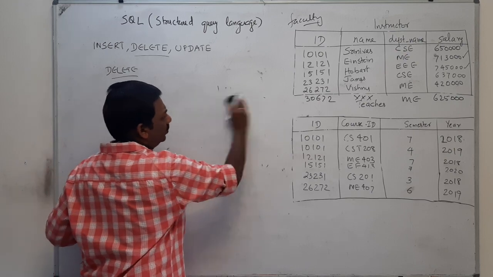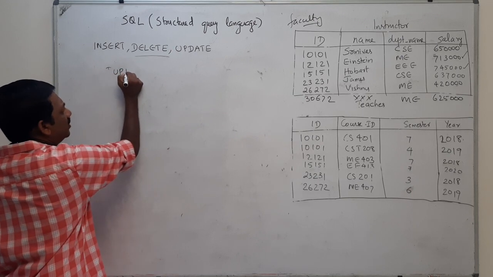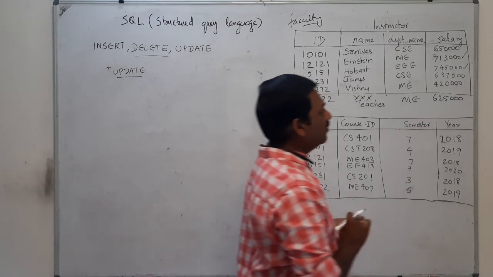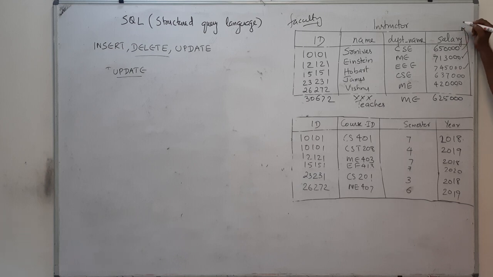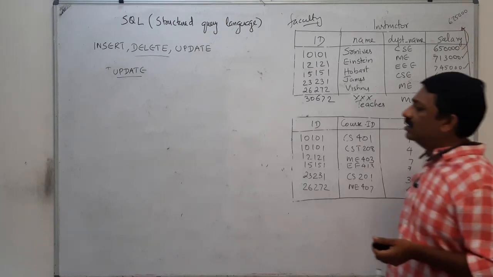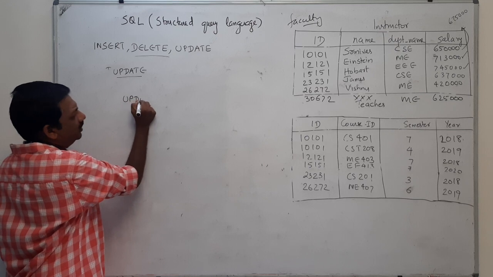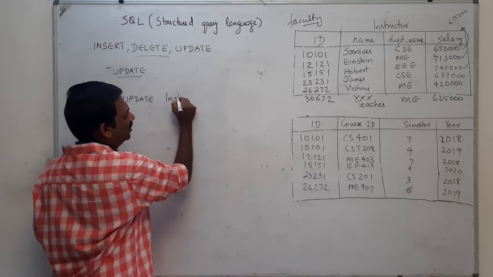Now we are going to use update. Update means if you want to modify the contents of a particular table. For example, suppose that the salary of Srinivas has changed. That means after increment, his salary is now 6,75,000. Okay, so for that we can use a statement like update, which table? This is the instructor. Update instructor.